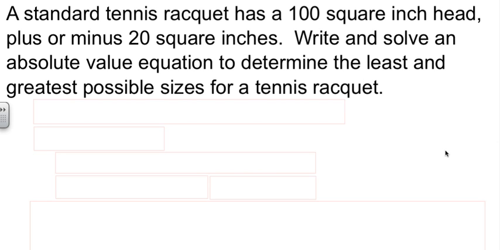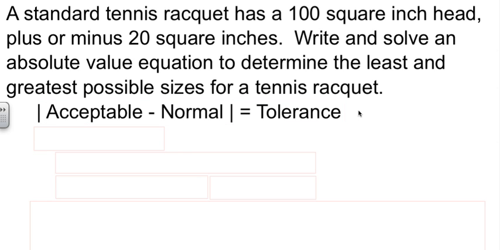Okay. I know you can look at it and say it's 100 plus 20 or 100 minus 20 to see the possible sizes. But notice what they ask for, and what we have to do is write and solve an equation. So, warning, if you do not write the equation, you will get it wrong. So our equation is of the form the accepted value minus the normal value is equal to the tolerance, the absolute value of it.